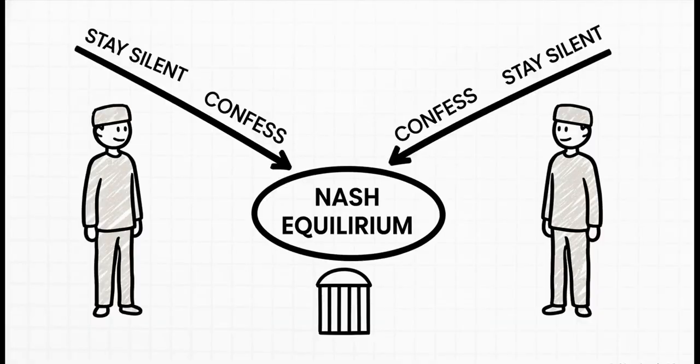You see what's happening here? No matter what Fred does, Wanda's best move is to confess. And the same logic applies to Fred. So the most logical, rational choice for both of them is to betray the other one. That's what's called the Nash equilibrium. It's the point where neither person can improve their situation by changing their own strategy.